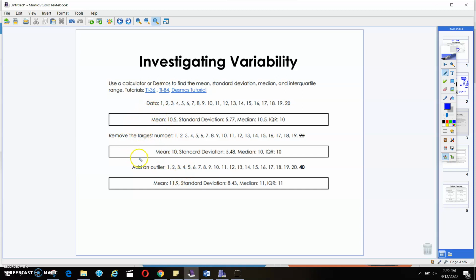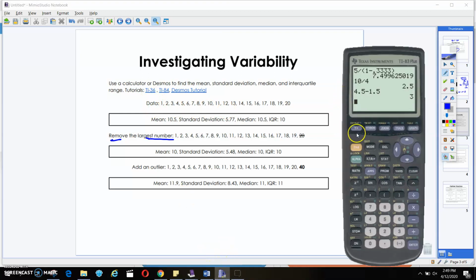So what you're going to do is go through this data, and see how each example, for instance, remove the largest number, affects the mean, standard deviation, median, and interquartile range. For this first data set, I'm going to show you how to put it into your TI-83 calculator.